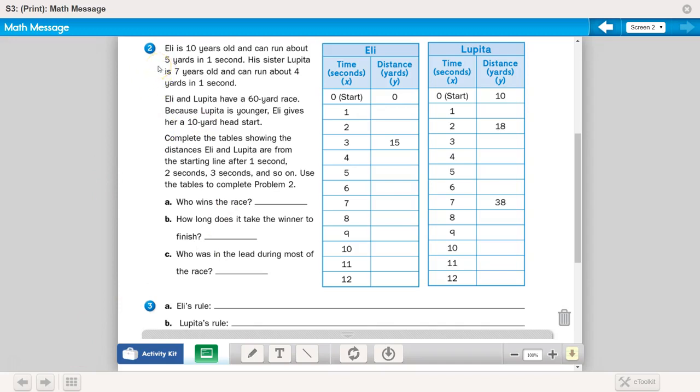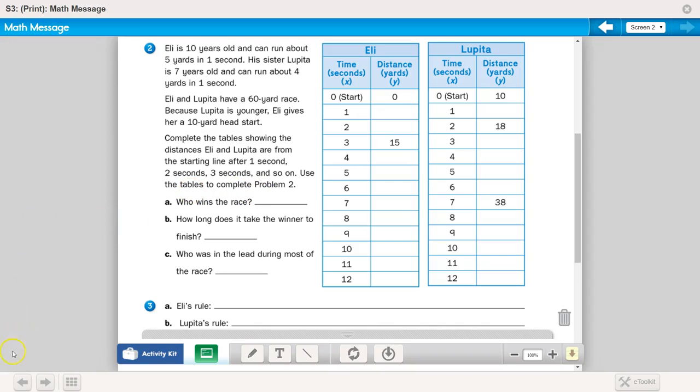Eli is 10 years old and can run about 5 yards in 1 second. His sister Lupita is 7 years old and can run about 4 yards in 1 second. Eli and Lupita have a 60-yard race. Because Lupita is younger, Eli gives her a 10-yard head start. Complete the tables showing the distance Eli and Lupita are from the starting line after 1 second, 2 seconds, 3 seconds, and so on. Use the tables to complete problem 2.